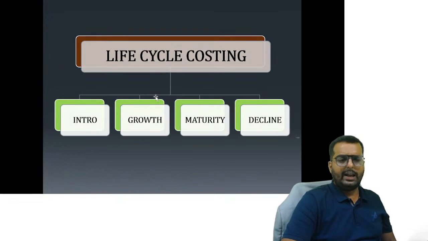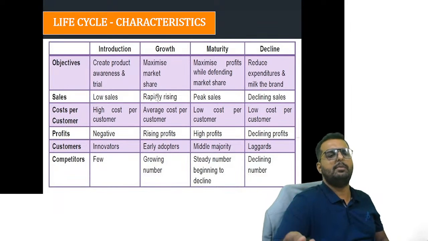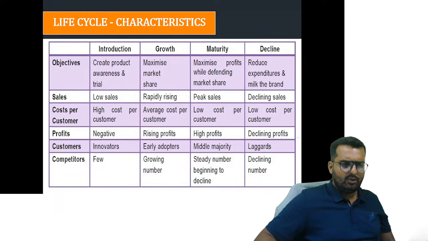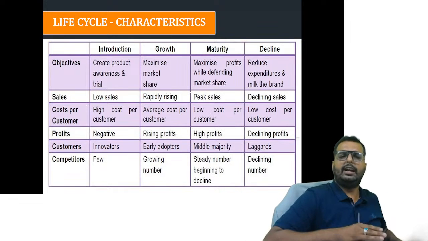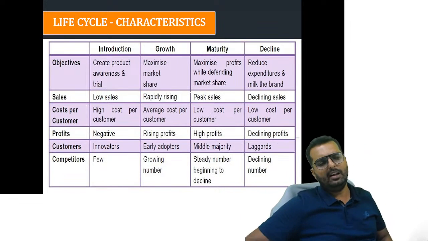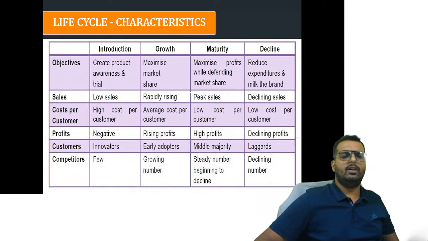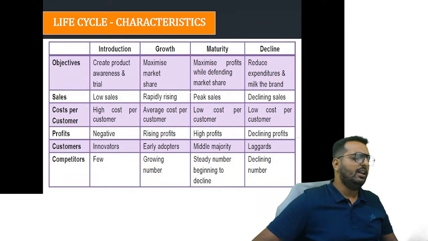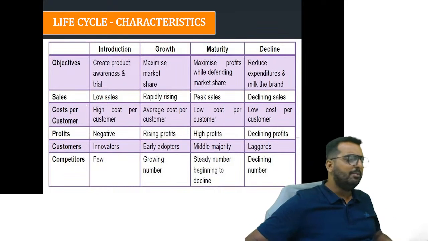Now, life cycle costing we already spoke. Introduction, growth, maturity, decline. These are the features and you have to study this table, friends. Sales, first it is low, then it increases, peak, decline. Cost initially high, then low, low, low. Profit negative, rising, high, declining. Customers, initially only innovators will come to you. Innovators means people who want to try new products. Then early adopters will come. Then middle majority will come, and finally laggards will also come. Laggards means lazy fellows. Everybody has it. Let me also have it.